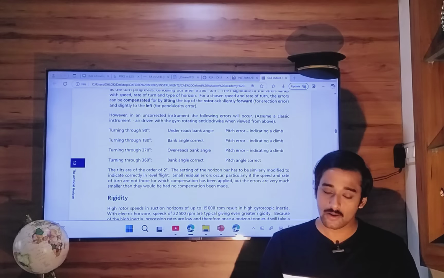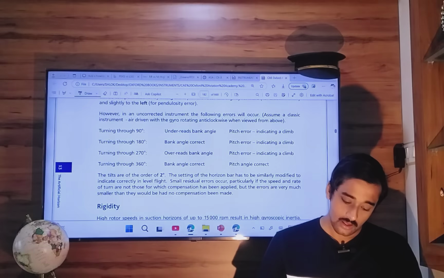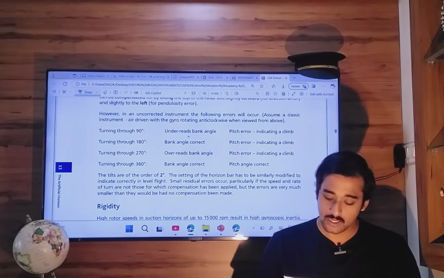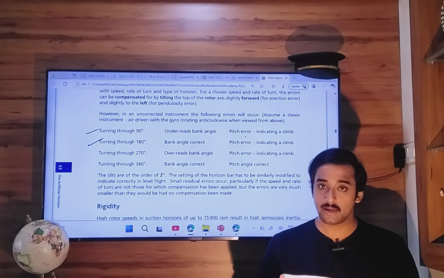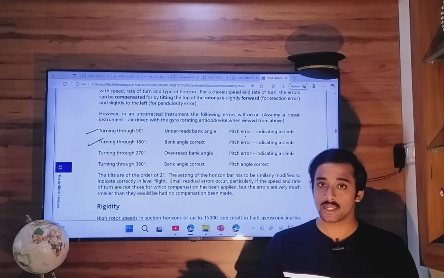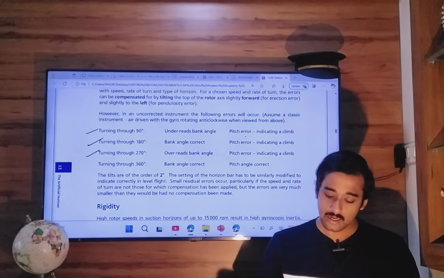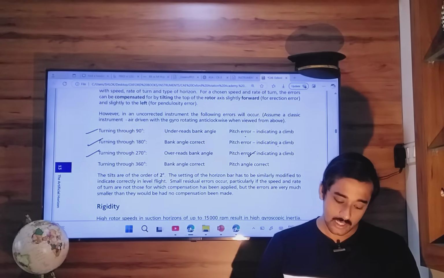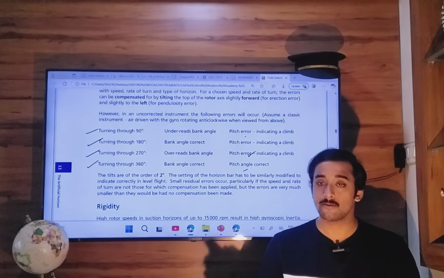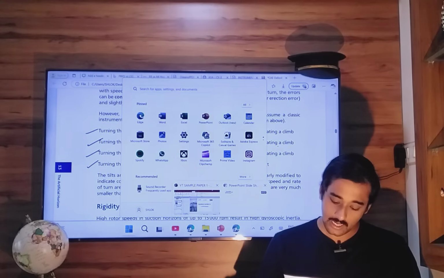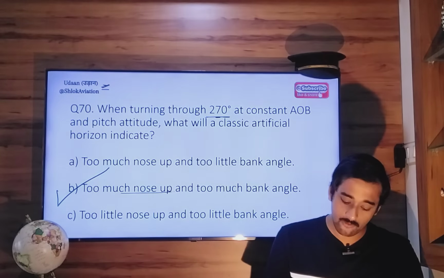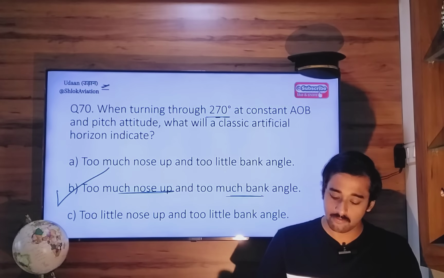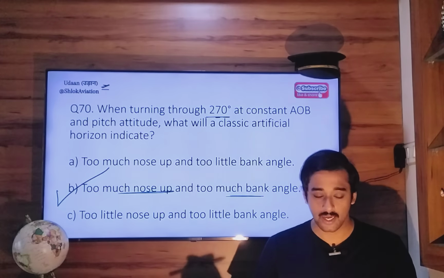So for that, you will have to remember turning through 90, under reading of bank angle happens, pitch error indicates a false indication of climb. 180 turn, correct bank angle is shown, a false climb indication is given. Turn through 270, overreading of bank angle happens and false indication of a climb. Turning through 360, correct bank angle and correct pitch angle, right? So the correct answer here will be option Bravo. 270 turn, too much nose up, false climb indication and false bank angle indication, overreading of bank angle.